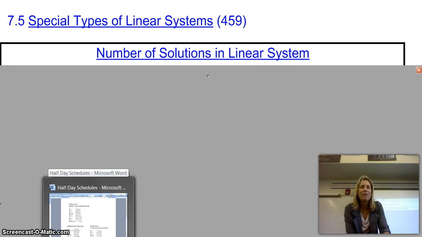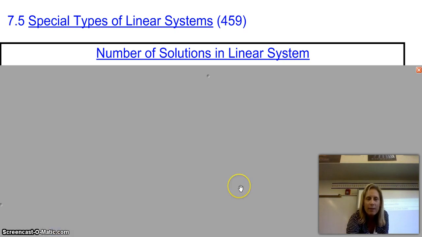Welcome to 7.5. This is Algebra, Chapter 7, Section 5. Special types of linear systems. Today we have a quick lesson, a short lesson, looking at the number of solutions possible in a linear system.